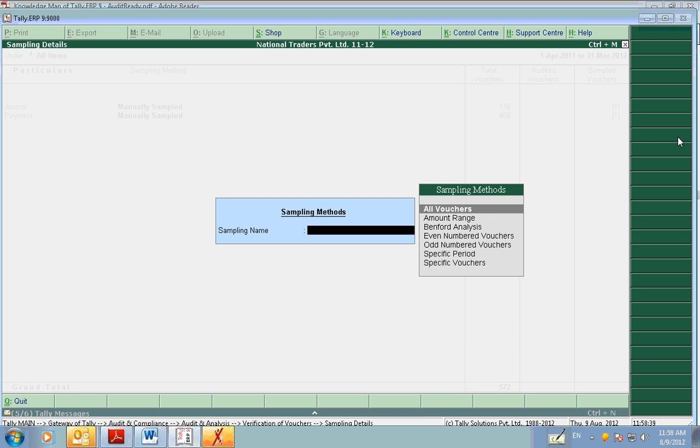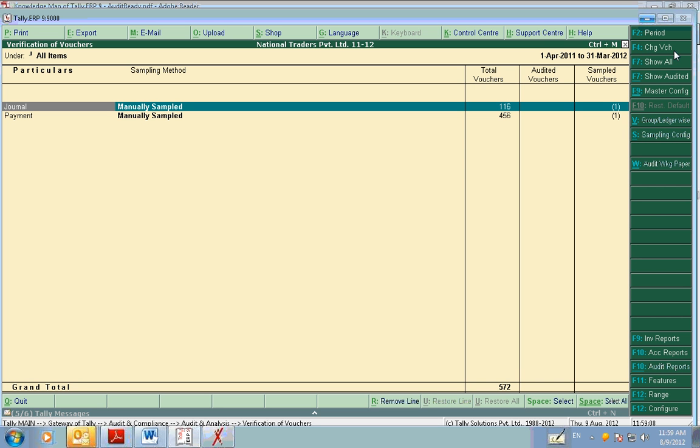So here we have the methods of sampling. All vouchers, amount range, Benford analysis, it's just with respect to your negative and positive values, even numbered vouchers, odd numbered vouchers, specific period if you're trying to check and verify them, and specific code vouchers. If you want to do only the cash payments, only the credit transactions, you can still have the details through this method of sampling. Right? Now, if you feel you don't want any of these sampling, you can always have an option.